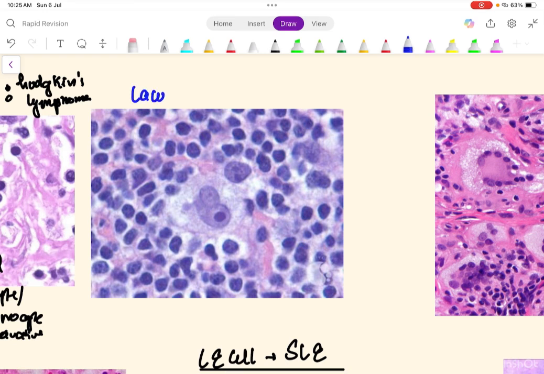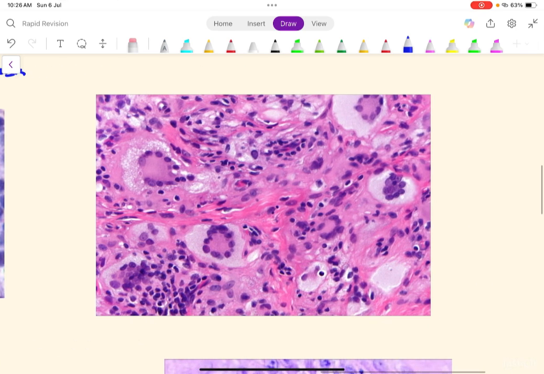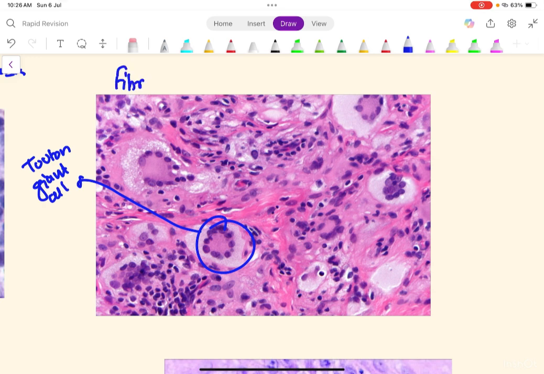Now this is a lacunar cell and it is seen in the nodular sclerosis type of Hodgkin lymphoma. Okay, now look at this characteristic appearance. Now this is our Touton giant cell. This is a multinucleated cell. So this is seen in fibrous histiocytoma.